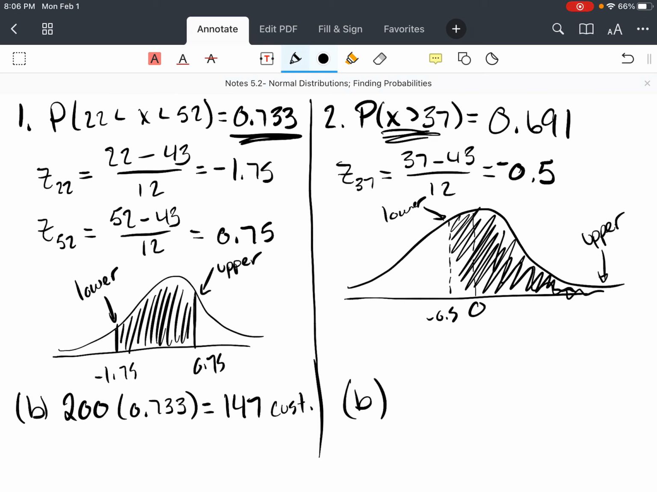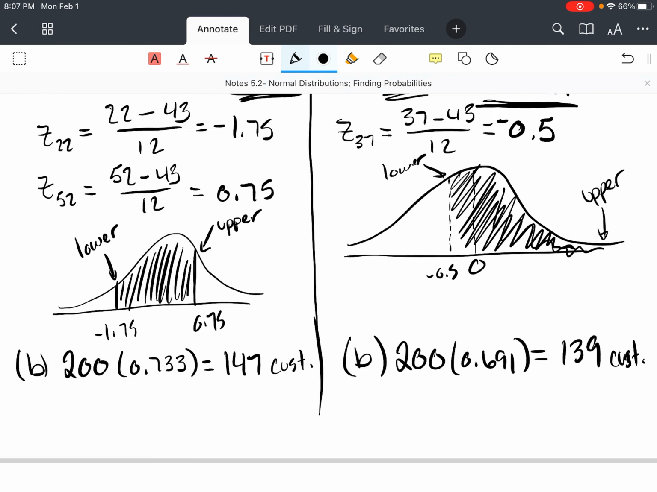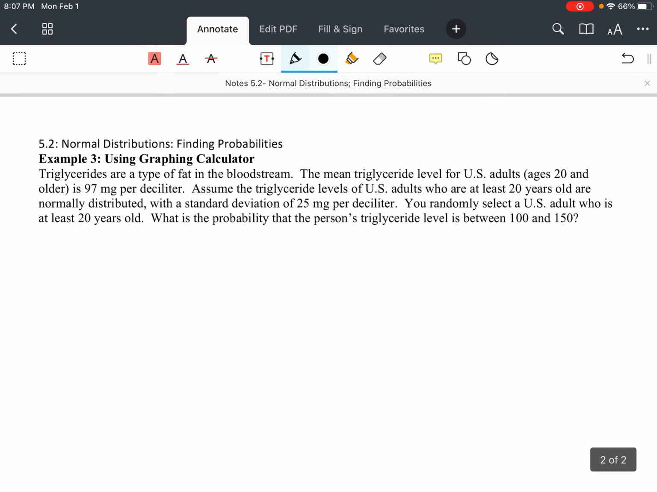And then part B over on number 2, we're going to do the same thing. Again, the probability this time is about 69.1%. To figure out how many of those customers will be in there more than 37 minutes, we're simply going to take 200, multiply by 0.691, and we get out, by rounding up, 139 customers. So that's what we're looking for.